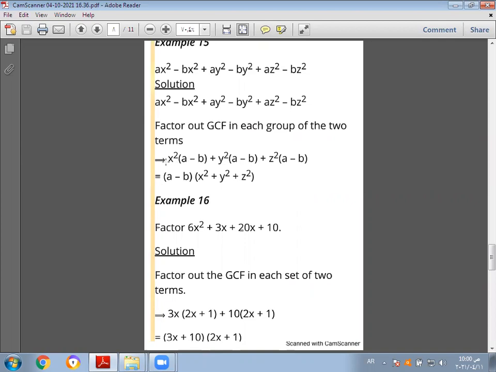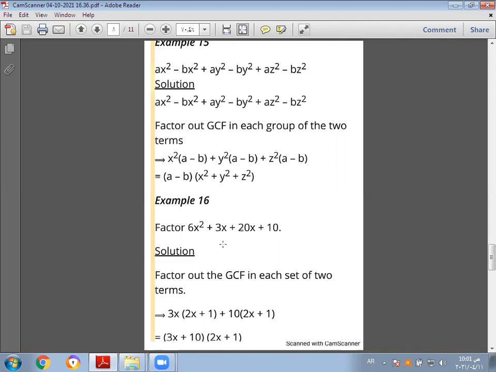Here, here and here, we find a minus b as a common factor. We take a minus b and open a bracket to take the remainder. If we take a minus b from the first, the remainder will be x power 2. From the second, the remainder is y power 2. From the third, we find positive z power 2. Then the factorization will be (a minus b) multiplied by (x power 2 plus y power 2 plus z power 2).